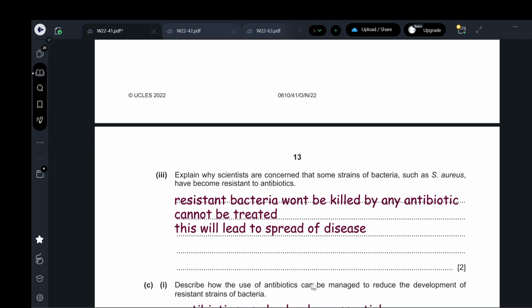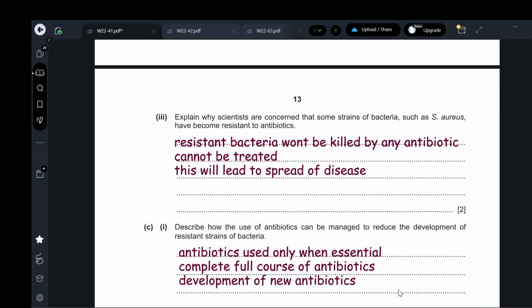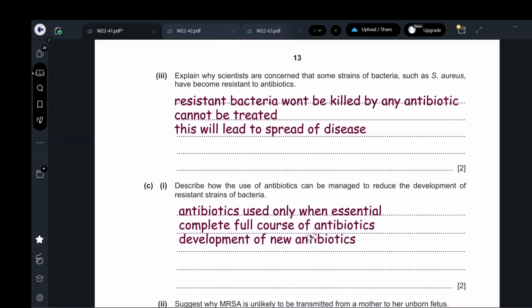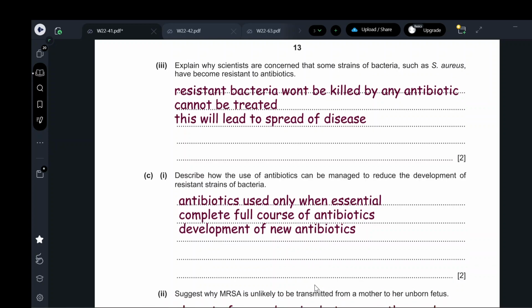How can the use of antibiotics be managed to reduce the development of resistant strains? That is what you said earlier. Complete the course of the antibiotic. Do not use antibiotics for long times. Do not use antibiotics except when essential. Scientists should also develop new antibiotics to kill the bacteria.